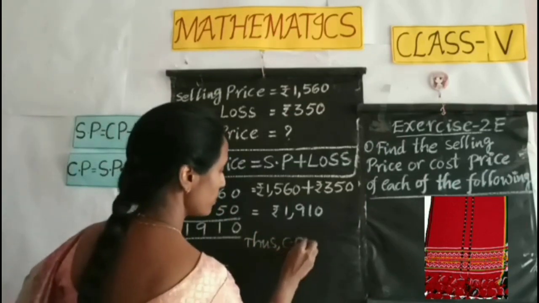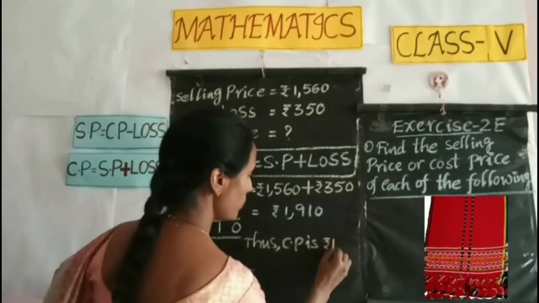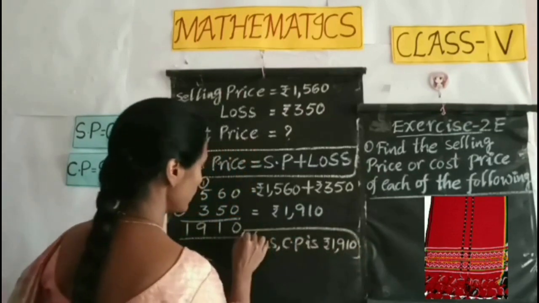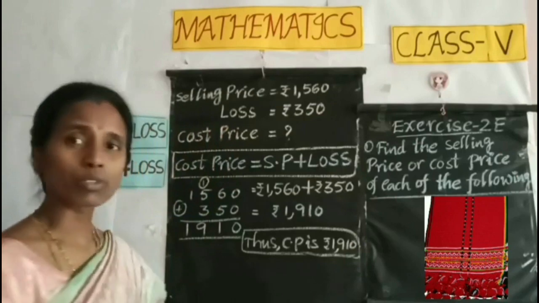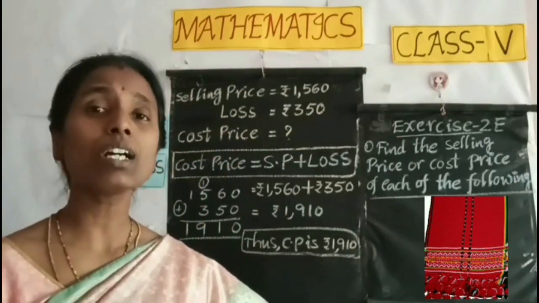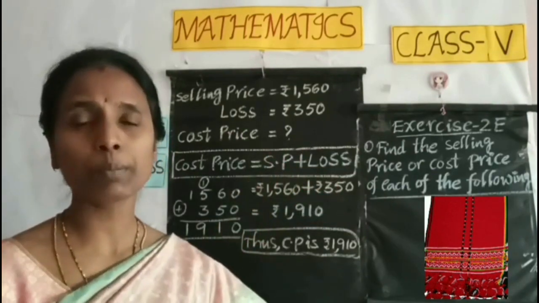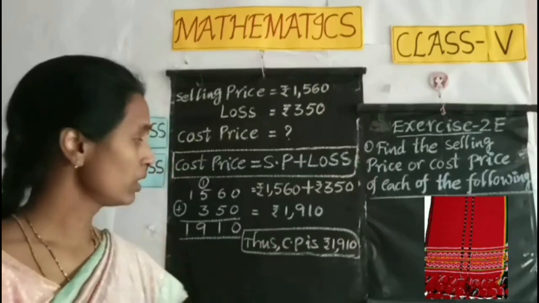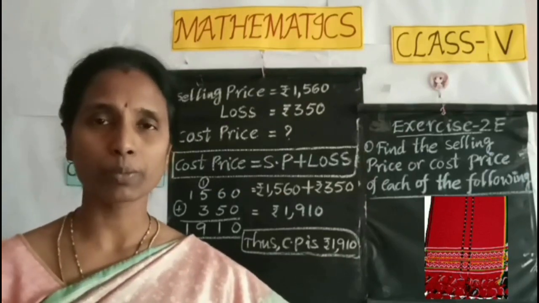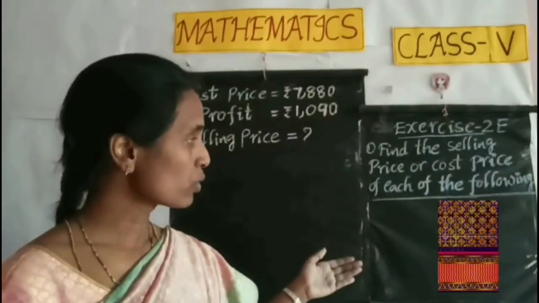CP is 1,910 rupees. Okay, children. So, from this, what did you understand? When selling price and loss are given, to find the cost price, we have to add loss to the selling price. SP plus loss. So, the CP of the shawl is 1,910 rupees. Let us do one more sum. Children, let us do one more sum.